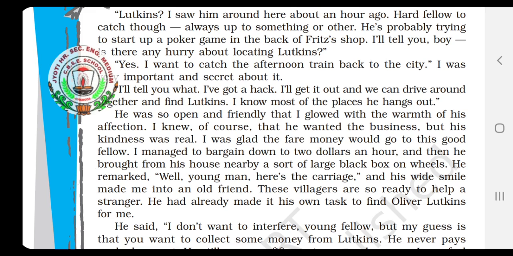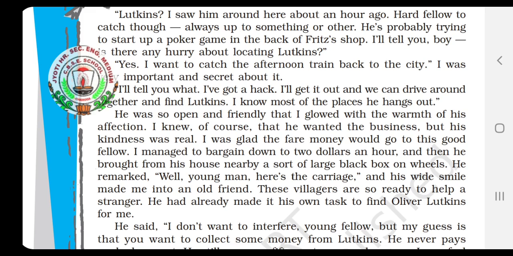"I managed to bargain down to $2 an hour. And then he brought from his house nearby a sort of large black box on wheels. He remarked, 'Well, young man, here's the carriage.' And his wide smile made me into an old friend. These villagers are so ready to help a stranger. He had already made it his own task to find Oliver Lutkins for me."